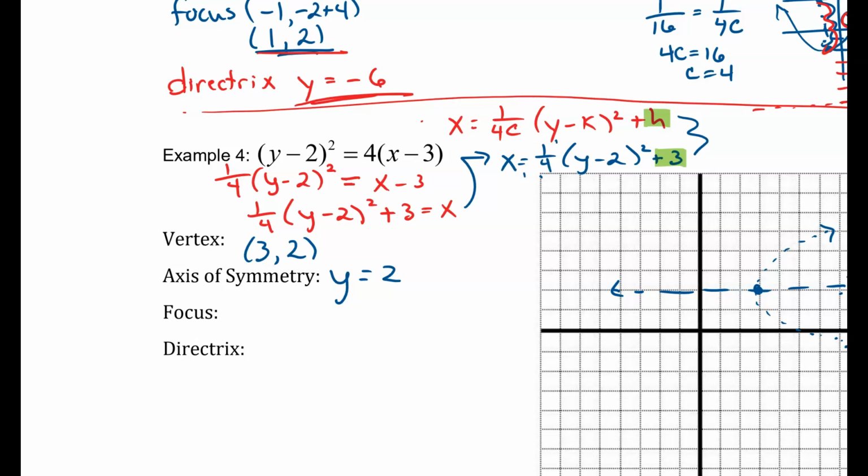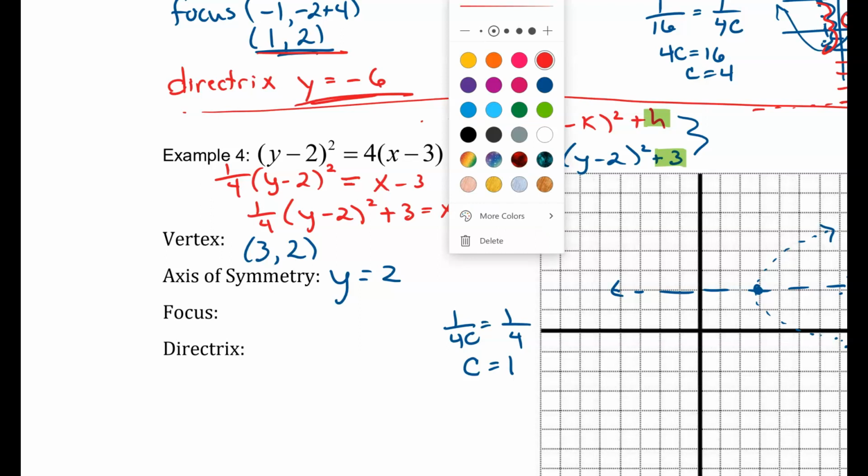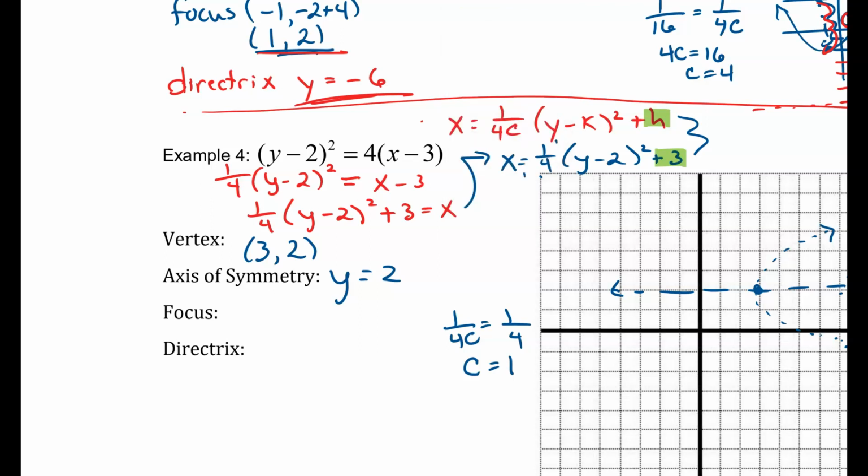Then we are going to get your focus. Well, our focus, remember, is found using c. So 1/4c is equal to 1/4. Guys, what does c have to equal? Yep, c has to equal a positive 1. So that means it has to go on the inside, okay? Which, if I'm going positive 1 from this, I'm going 1 to the right. This is c. That point is now my focus, which means I'm going to be at 4, 2.